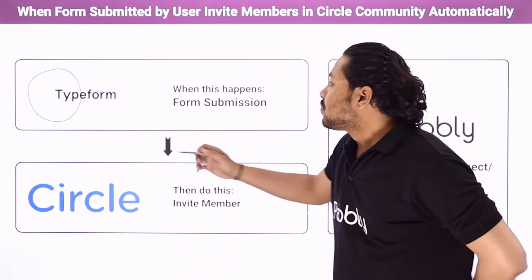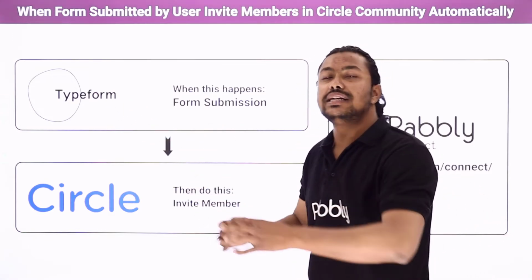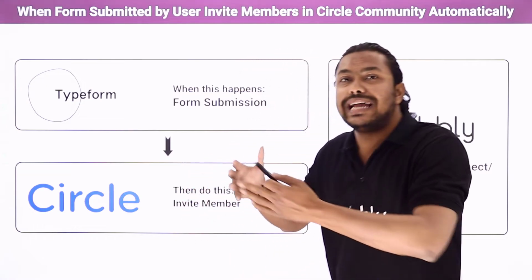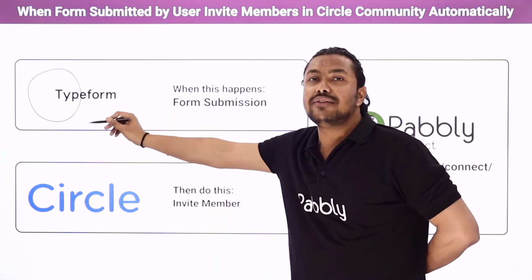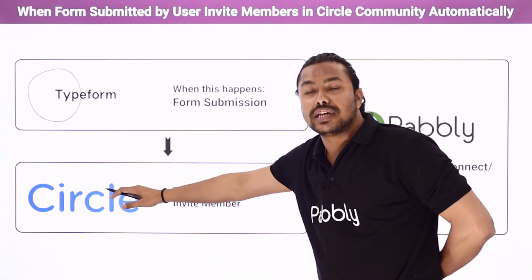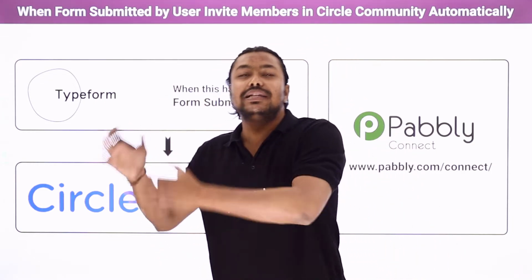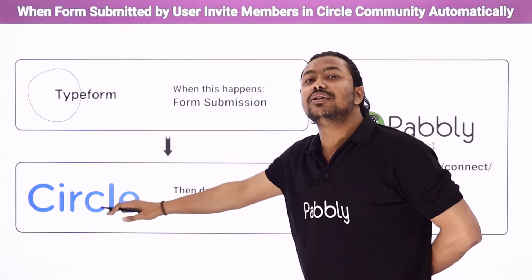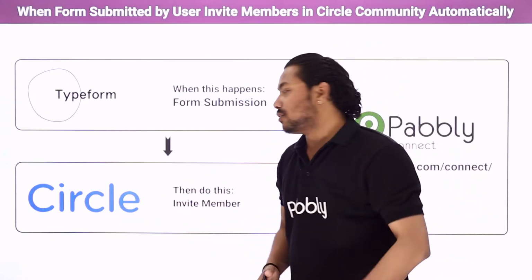Whenever you create a Typeform with that name Social Service Center, and the person who wants to help you with that center submits the form by filling in your Typeform, they will be invited as a member in your Circle community through their email. And when they accept the invitation, they will automatically be added as a member in your Circle community, and then they can help you with your social community services.